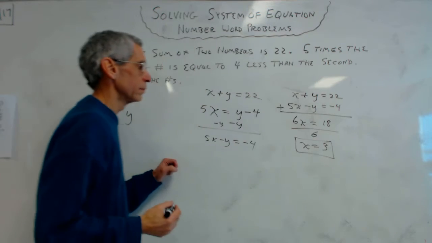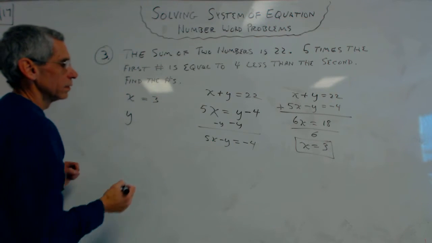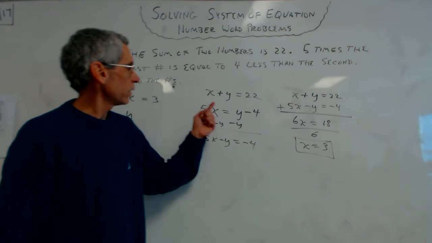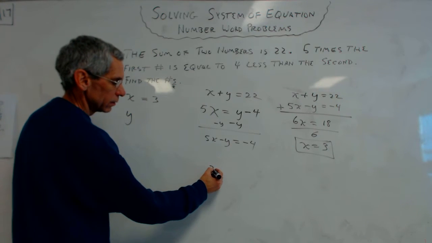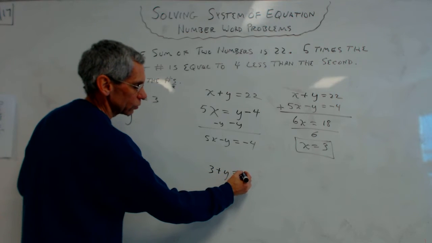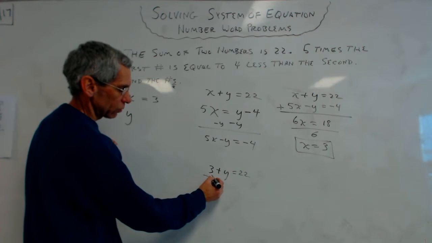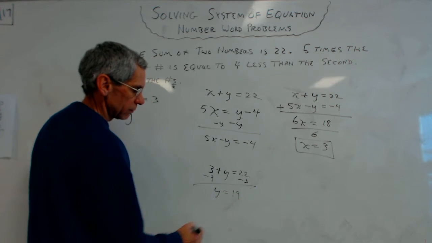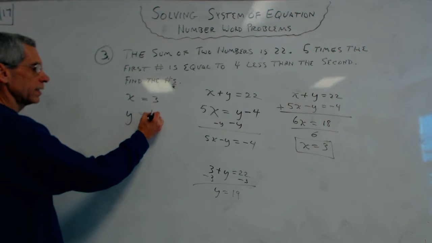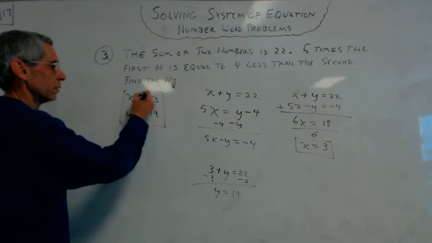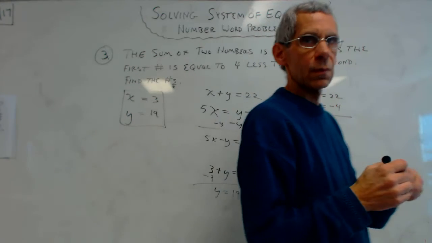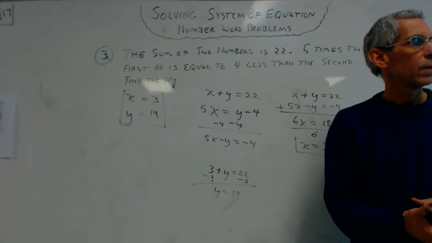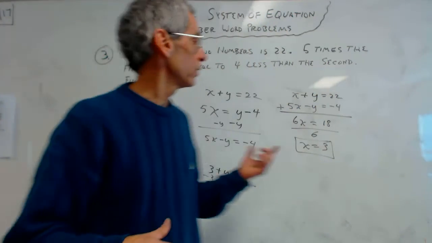And I'm done. No, I'm not done. It says find the numbers. Doggone it. Okay, so x is 3. So 3 plus y is equal to 22. Subtract 3, I get y is equal to 19, right? So y equals 19, and I've done it. They're so easy. You guys get it? Pretty straightforward?